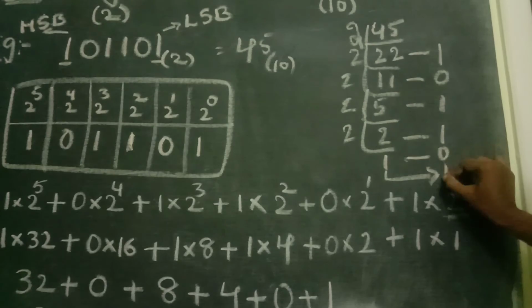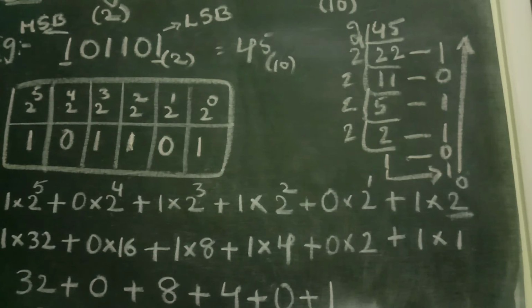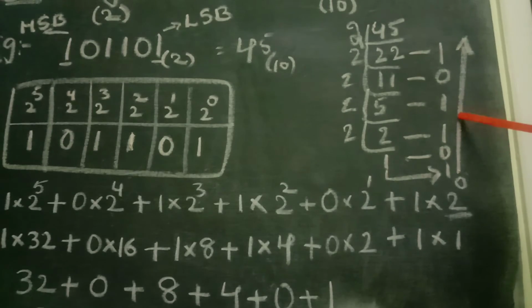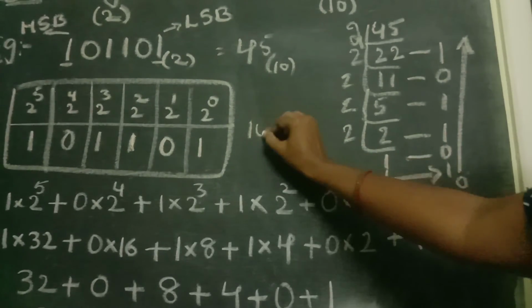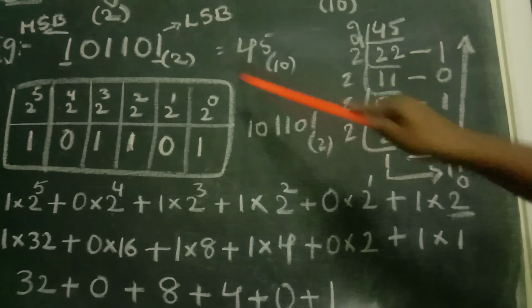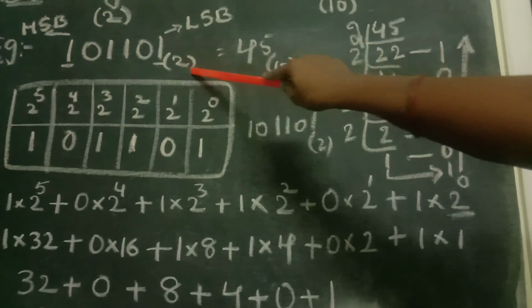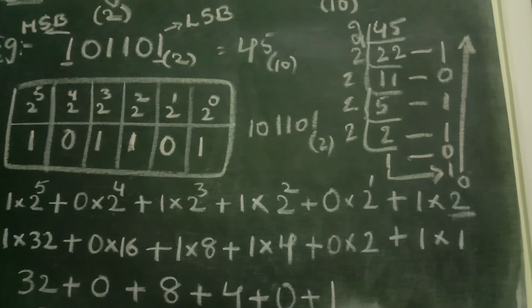Again, we read this from bottom to top. What do you get from the bottom to top? 1 0 1 1 0 1. This is nothing but the binary number. Both are the same. These two are the same. Like this, we go through the verification also from binary to decimal conversion.